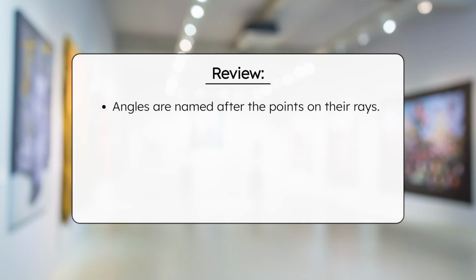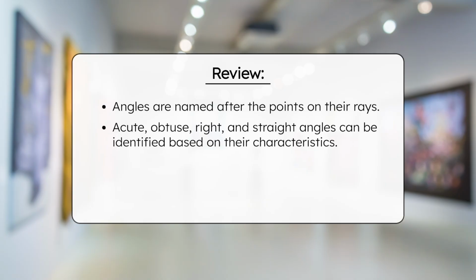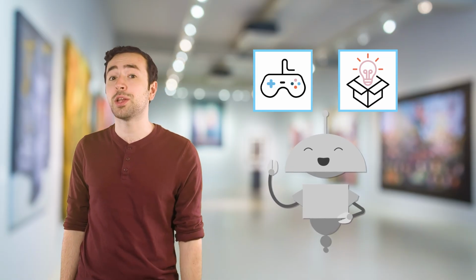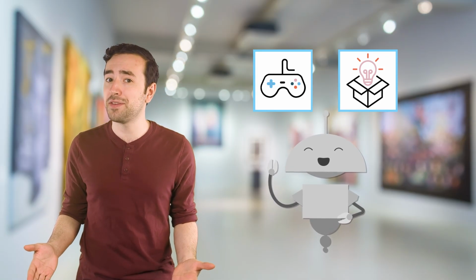Well, now you know that angles are named after the points on their rays, with the vertex in the middle. You know that acute, obtuse, right, and straight angles can be identified based on their characteristics. You also know that angles are measured using a protractor, and missing angle measurements can be found by using part-part-whole relationships. Be sure to complete the practice questions and extension activities that go with this lesson to practice measuring and working with angles. And remember, mathematicians, in math, as in life, every effort adds to your success.